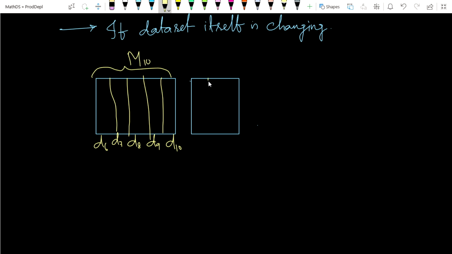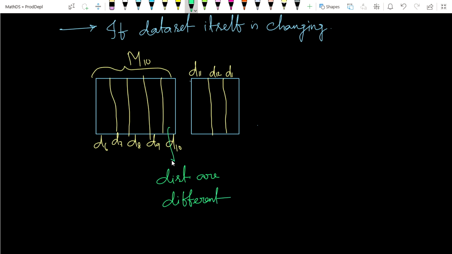Now here are the data sets of D11, D12, D13. These are the data sets. If we have some distributions on these, and the two data distributions are different, meaning the distributions of this data and the distributions of this data are different, then we have to know that the data sets are still changing so much, and our model's performance will start to decrease. If these things happen, then we have to know.